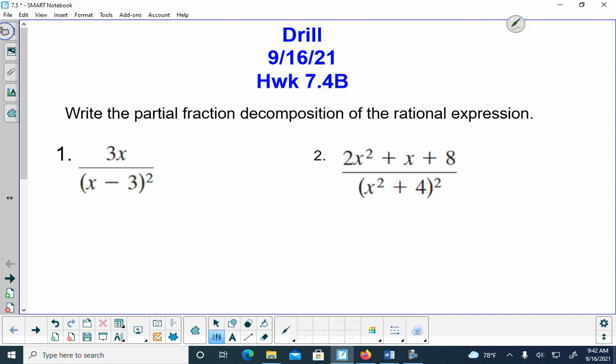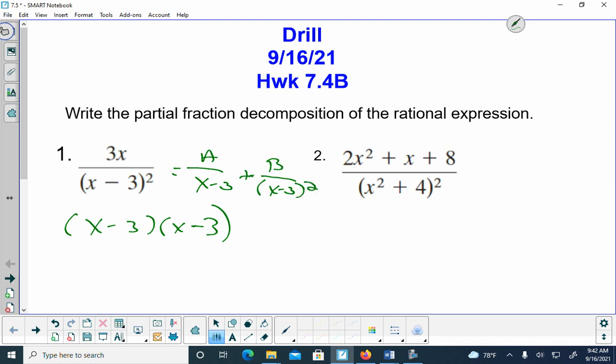All right, so when I'm doing number one, I have 3x over x minus 3 times x minus 3. And the reason I'm writing it like that is because I want to realize that it's a linear factor. So I'm just going to have the a or the b or the c in the numerator, but it's a repeat factor. So I'm going to write this as a over x minus 3 plus b over x minus 3 squared.